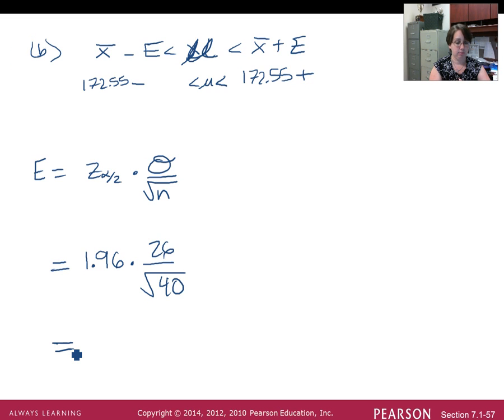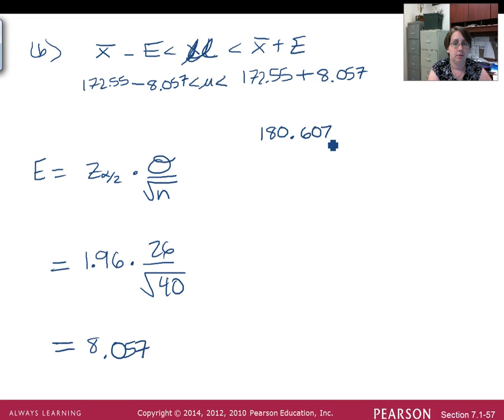There you go. So, calculator. 1.96 times 26 divided by square root of 40. Actually, I should have done my calculator backwards. There. Equals 8.057. So that's what we need to subtract, and we need to add to our sample mean. So this gives us 180.607, and whoops, that was adding, my bad. Let me do subtracting now.